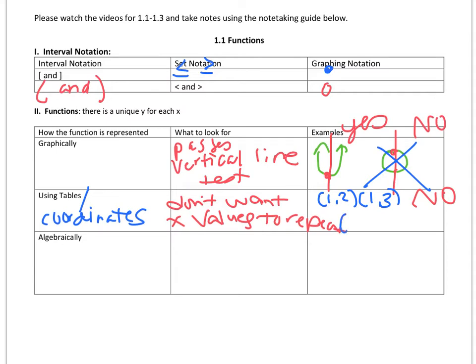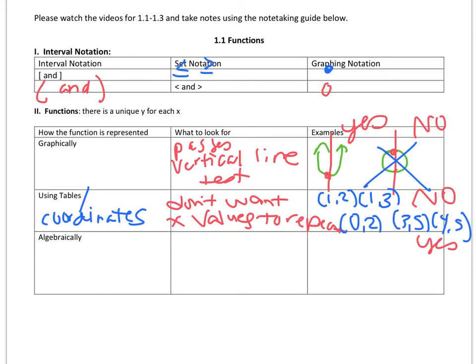If I have the coordinates (0, 2), (3, 5), (4, 5), say for example, when I look at those, I have a 0, I have a 3, and I have a 4. I don't really care what my y values are. So this one is a yes.